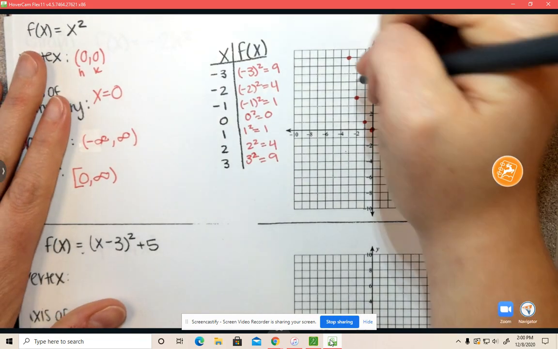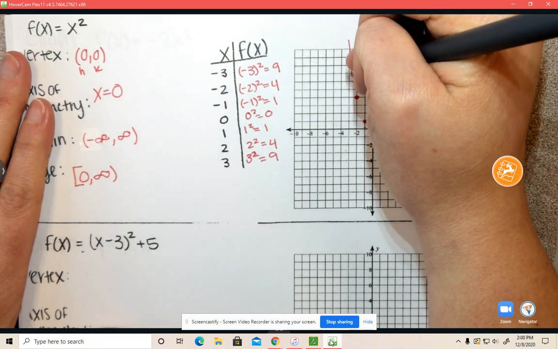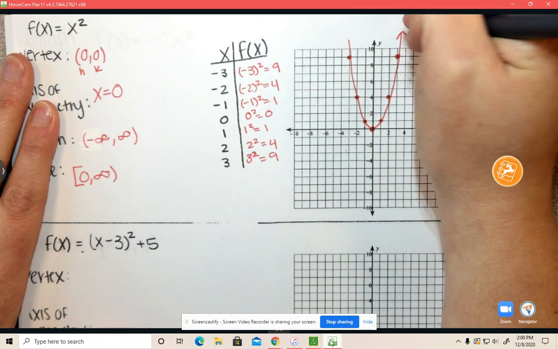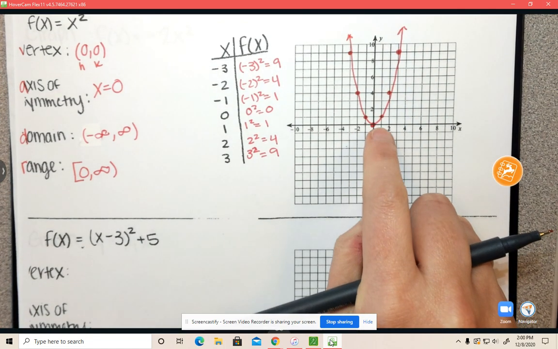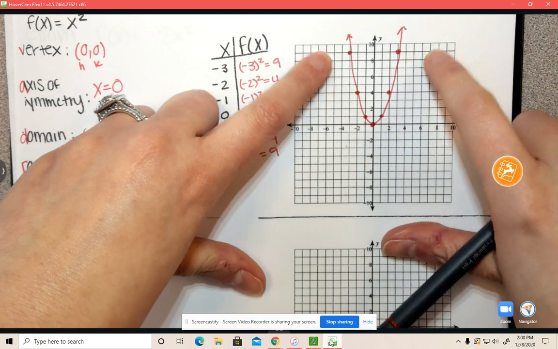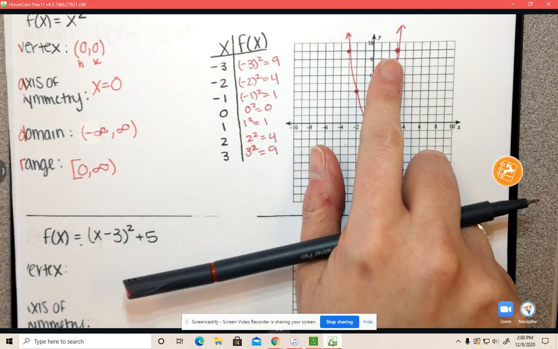Now, I'm going to sketch this. I'm not the best at sketching graphs, so just bear with me. Oh, that one's pretty good. But we want to make sure it's rounded at the bottom. It's not absolute value. It's not those straight lines out to the side. Okay, it does make a U shape.